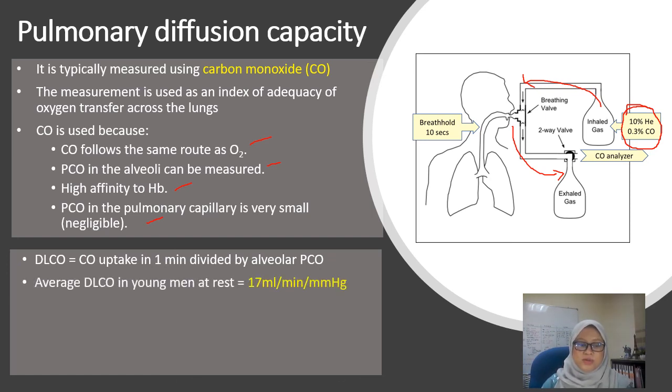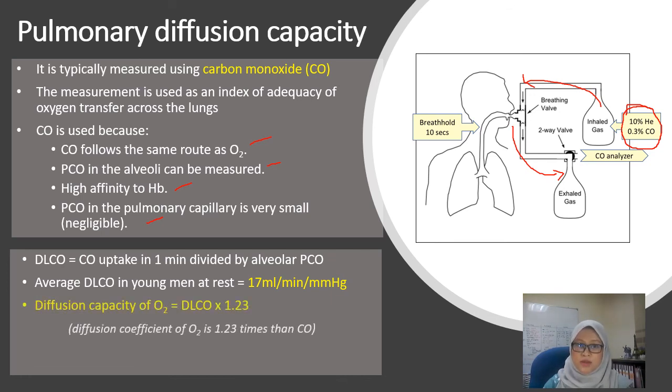So DLCO in young men at rest is about 17 milliliter per minute per millimeter mercury. As the diffusion coefficient of oxygen is 1.23 times that of carbon monoxide, the diffusion capacity of oxygen is DLCO 17 times 1.23. So diffusion capacity of oxygen is 21 milliliter per minute per millimeter mercury. This is for young men at rest.